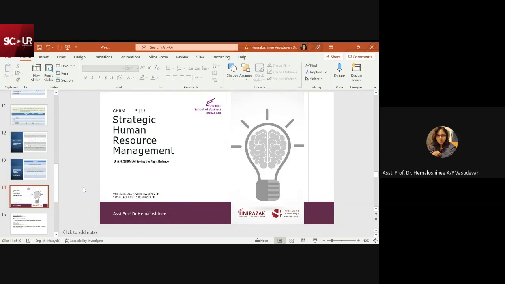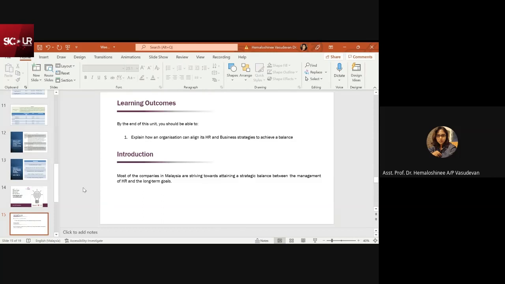Okay, so our last chapter will be Unit 4, that is Strategy, Human Resource Management, Achieving the Right Balance. Okay, we will see how they are achieving the right balance.